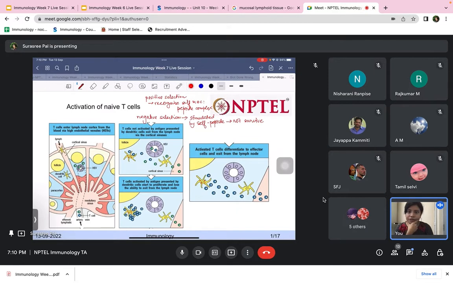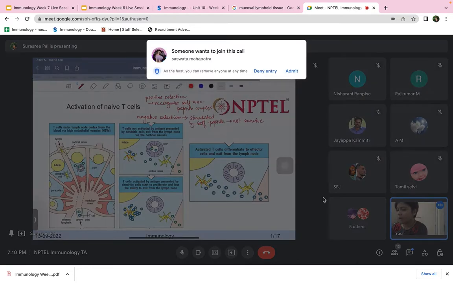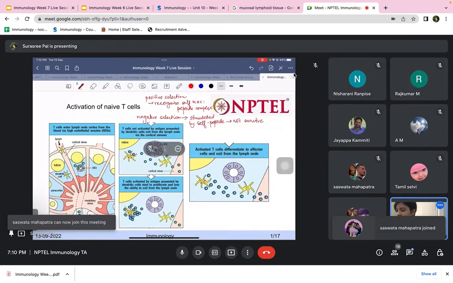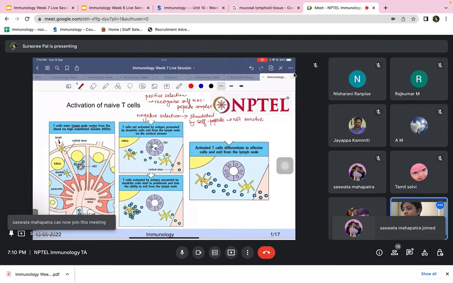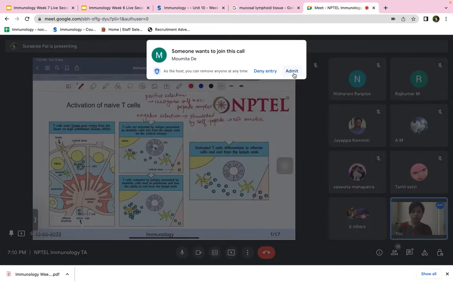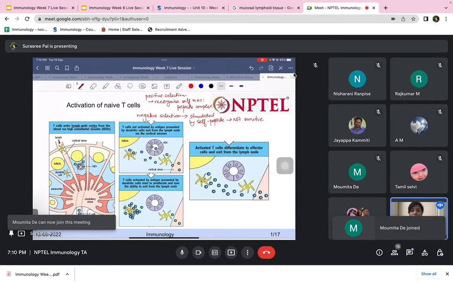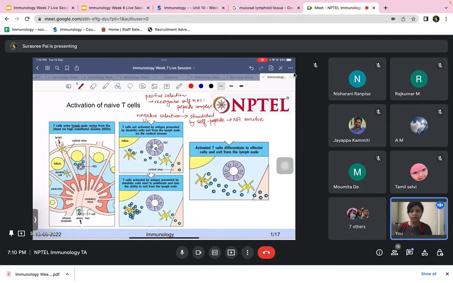Now the entry. What is the brief overview of this activation of naive T cells? You can see here in this particular slide, these naive T cells enter the lymph node via the high endothelial venules, right? Now they are recirculating through the peripheral lymphoid organs, and they enter via the arterial blood, they enter the high endothelial venules. Now this entry process, we will elaborate later in the next slide how it takes place.